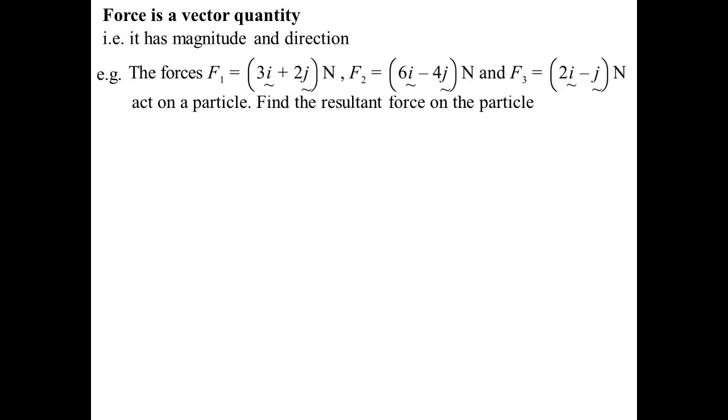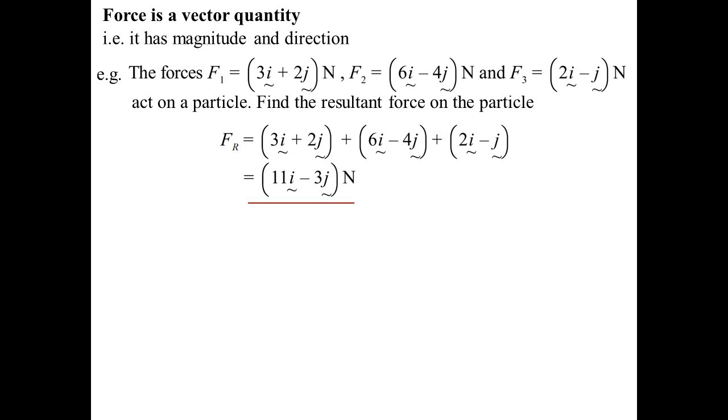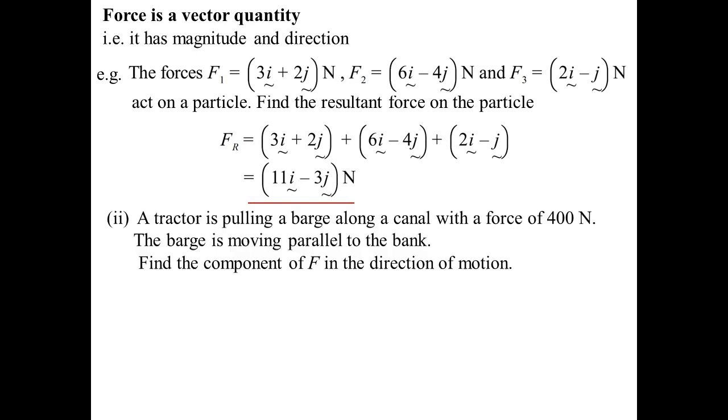Here's a very simple one where we're saying, hey, we've got 3 forces acting on this particular particle. What would be the result of all these forces acting together? And essentially it's just saying, well, add these 3 vectors together. Effectively it looks like it's going 11i and minus 3j. N, by the way, is newtons, the units for force. Okay, well, let's look at this one.